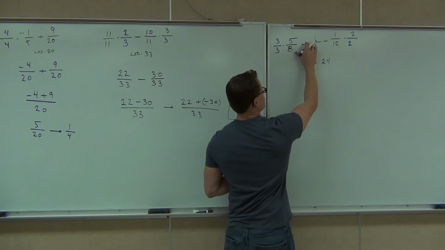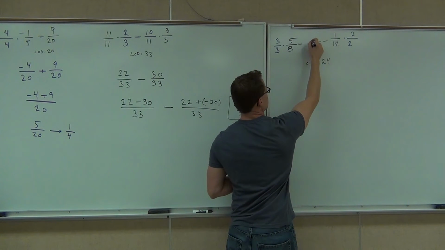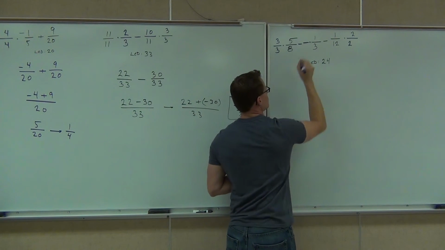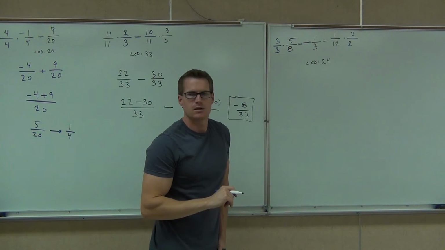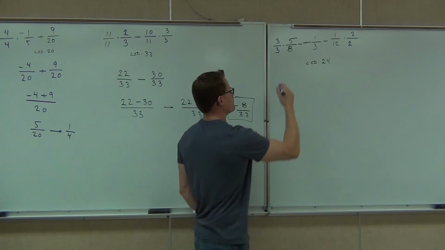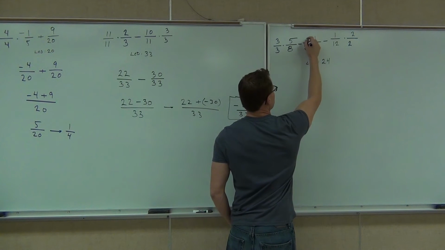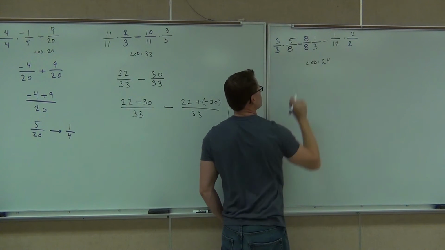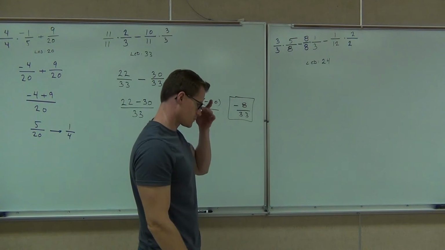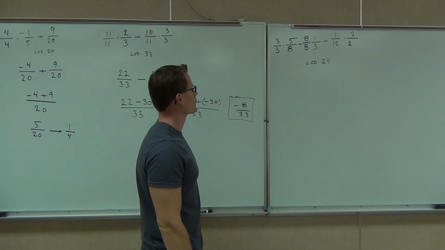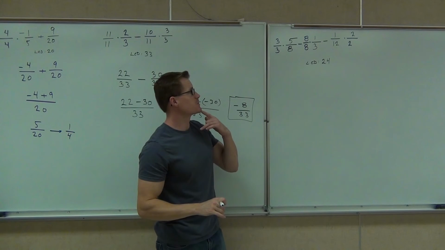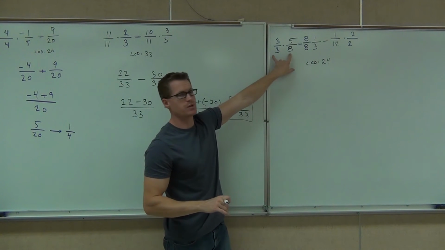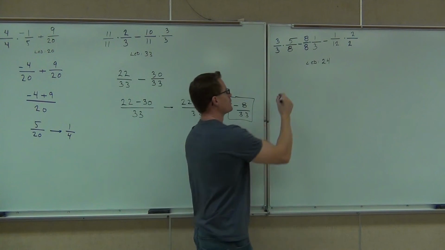I'm going to make some room here. So I want to get 24. What's the magic number in this case? 8. Yes, we have to do 8 on both the top and the bottom. Let's figure out what these fractions are. We have 3 over 3 times 5 over 8. How much is this fraction going to be when we're all done? 15 over 24.